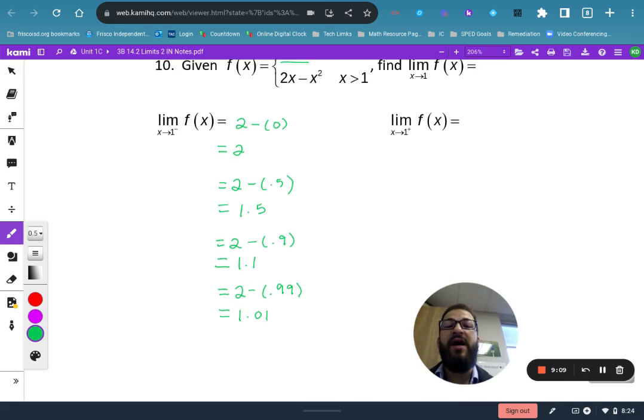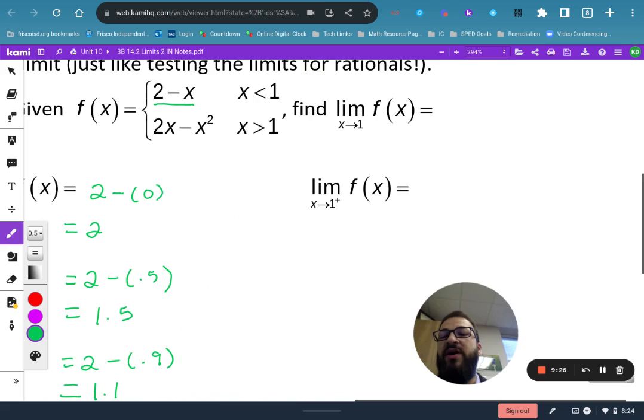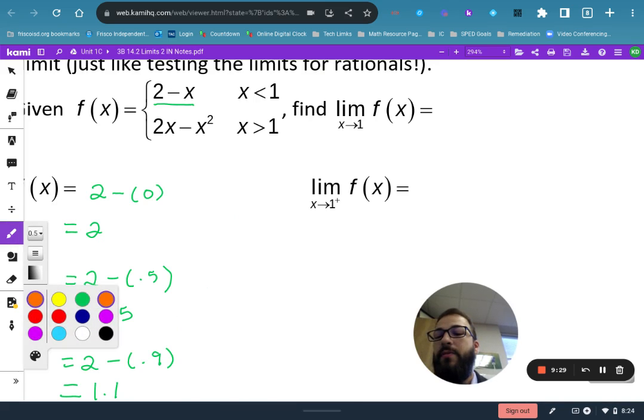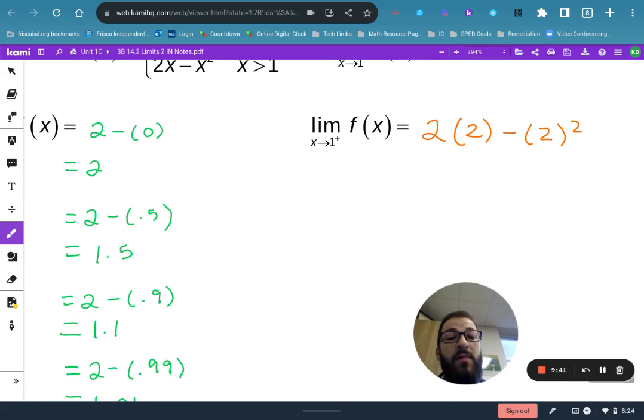Okay, let's do it from the other side. For my right-sided limit, for x values approaching 1 from the right side, I'm going to use my second function, because 2x minus x squared exists for x values that are greater than 1. I'm going to plug in values that are to the right of 1. Let's start with 2. Plugging in 2, we would have 2 times 2 minus 2 squared. So 2 times 2 is 4, minus 2 squared, which is 4, would be equal to 0.